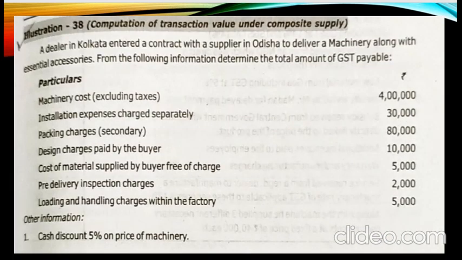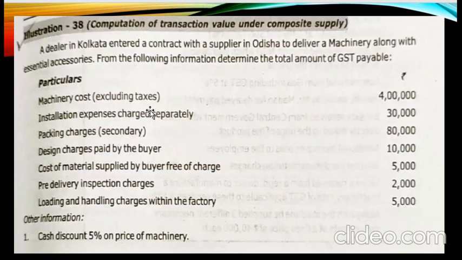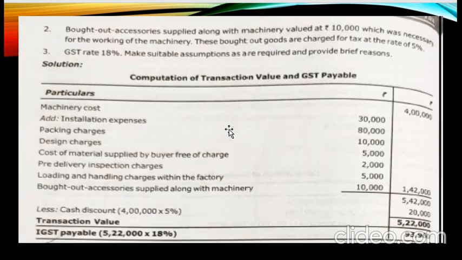So here it is a similar problem to what we have solved till now. The only thing is whether it is a composite or mixed supply. Looking into this question, machinery cost is excluding taxes. As this amount does not include tax, we will directly take machinery cost 4 lakh and add up the installation expenses 30,000, packing charges 80,000, design charges 10,000, cost of material supplied by buyer free of charge 5,000, pre-delivery inspection 2,000 and loading charges 5,000. So all the expenses are to be considered.